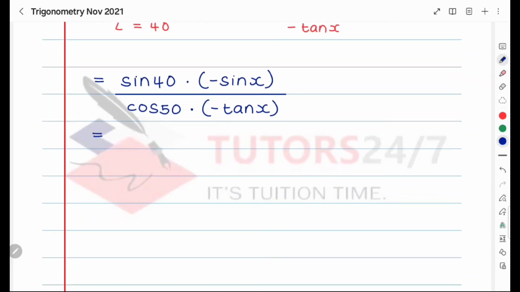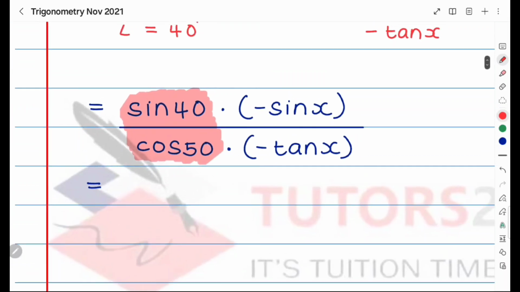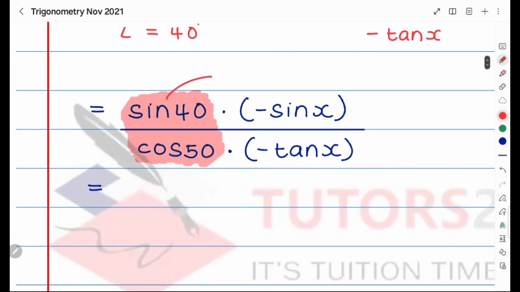From here, something important to take note of is we have 40 and 50. Always remember that when you have two angles that add up to 90, they are co-ratios. But keep in mind, one has to be sine, one has to be cos, and they have to be one above the other. They have to be in a fraction. So here, these are co-ratios.